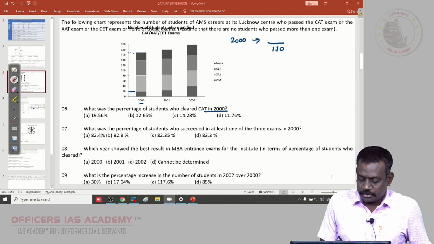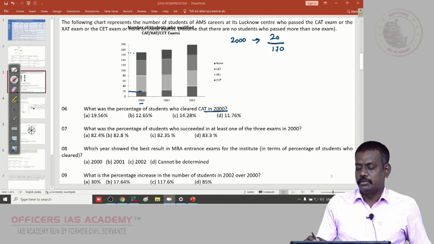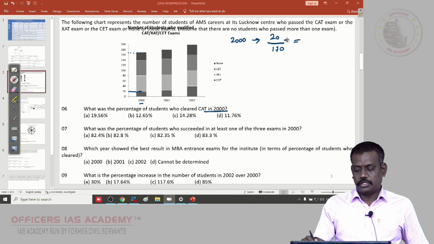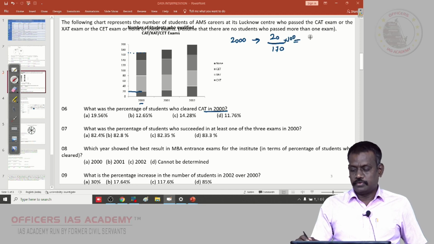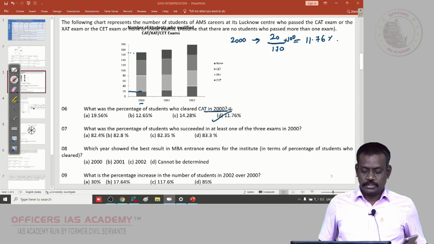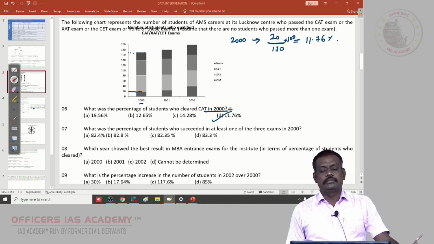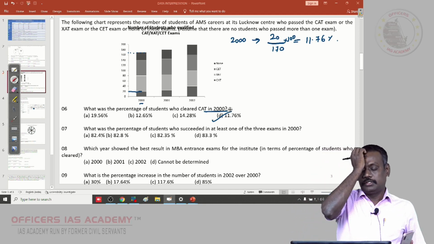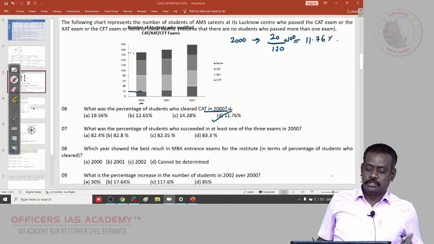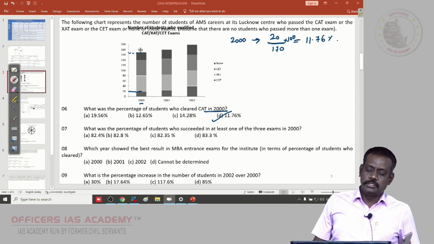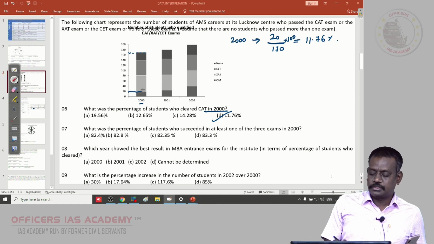So the CAT examination, it is approximately 20. Okay, so 20 divided by 170, it will be 11.76 into 100 you have to do, of course. So you will get 11.76 percentage. So the answer is D. Okay, understood? So 11.76 percentage. Clear, children? So the total number of students who wrote the examination is 170 in the year 2000 and those who cleared CAT is only 20.